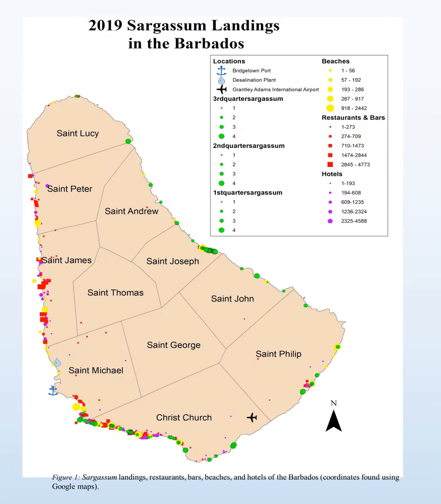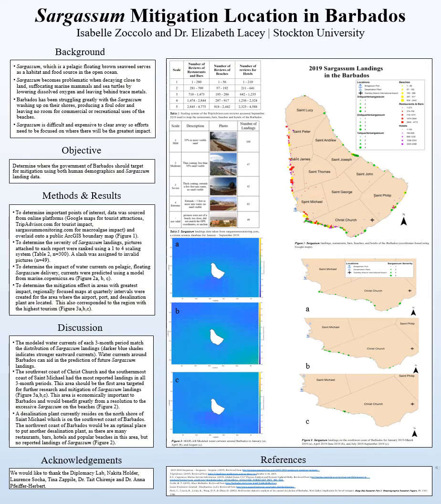The southwest coast of Christchurch and the southernmost coast of St. Michael had the most reported sargassum landings, and it also happens to be the most economically important region of Barbados. It is where their boat port is located, their airport is located, and also their desalination plant. This is the region that the local government should target first for mitigation.